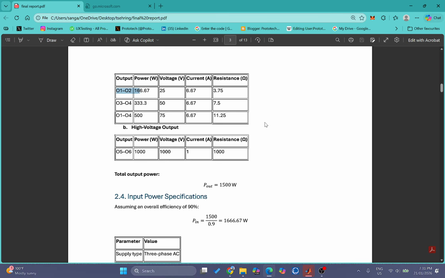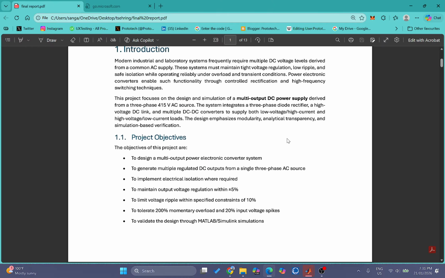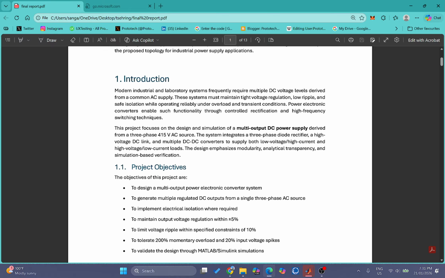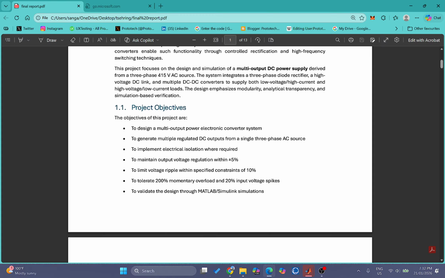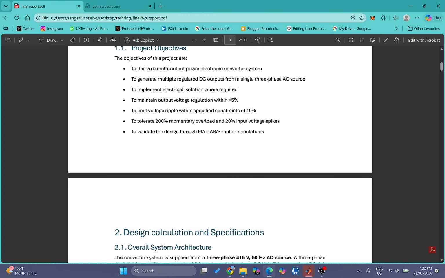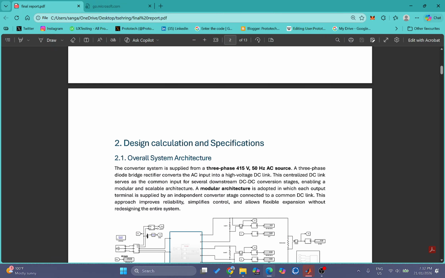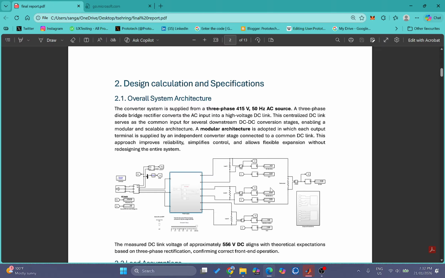The main goal of this project is to generate multiple regulated DC outputs at different voltage levels and different power levels from a single AC supply, while meeting industrial requirements such as voltage regulation, ripple limitation, overload tolerance, and electrical isolation. This entire system is analytically calculated and verified using MATLAB Simulink.